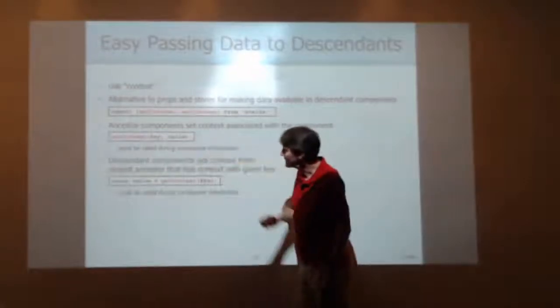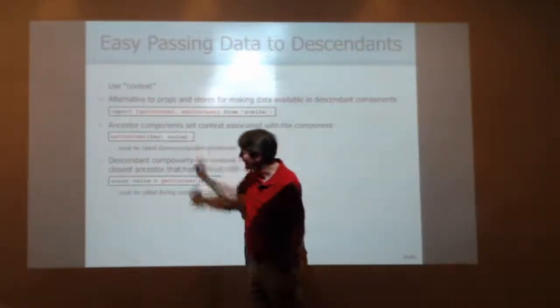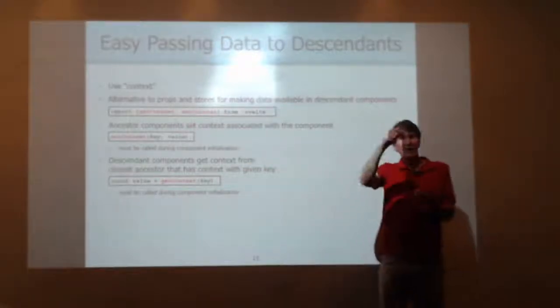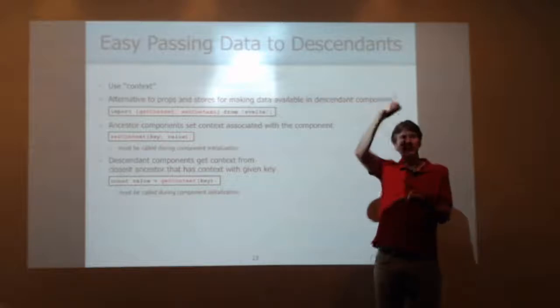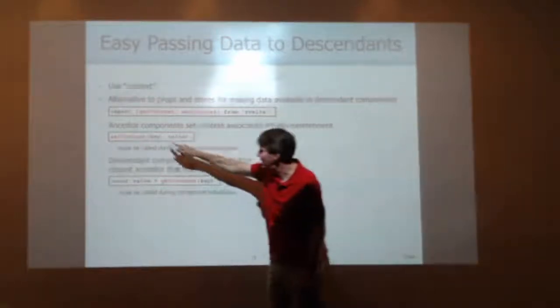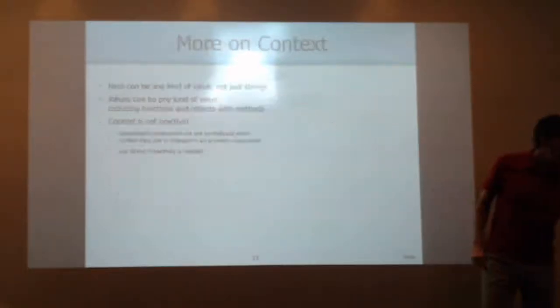Okay, and then down in some descendant component, I call getContext and I give it a matching key and it gives me the value. And what it does is it looks to see, does my parent have it? No. Does its parent? Does its parent? And it just walks all the way up the tree until it can find something that set the context for that key and gets the value for you.